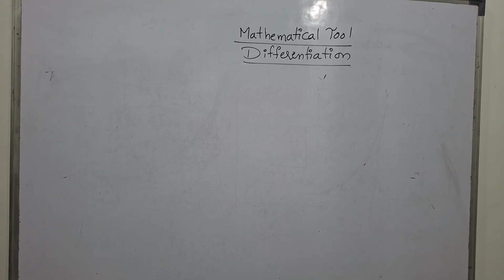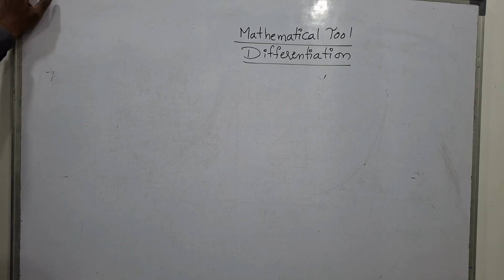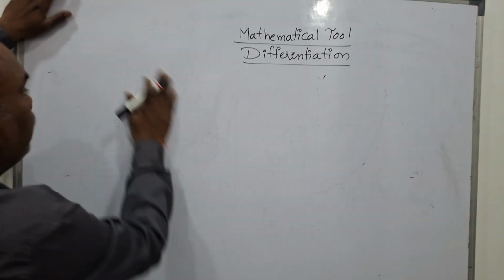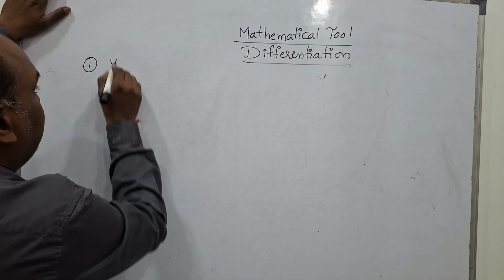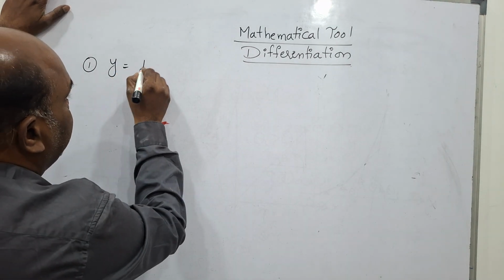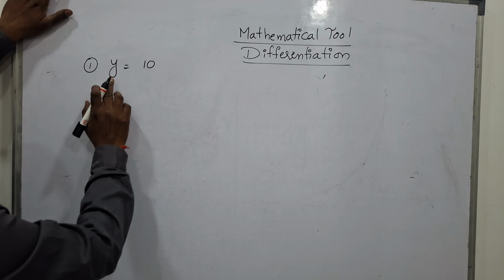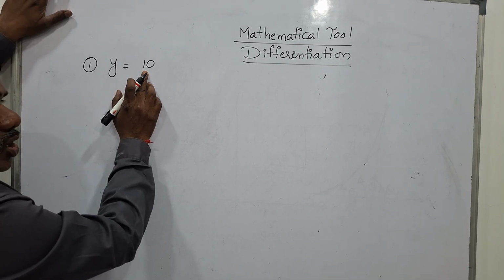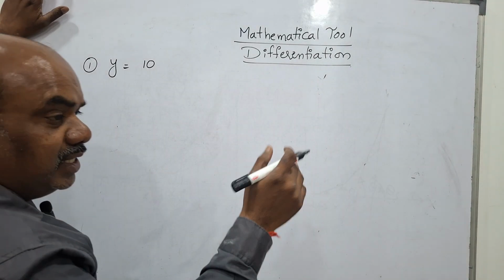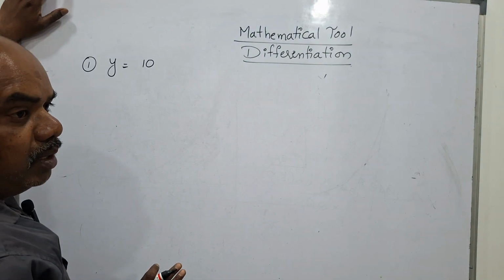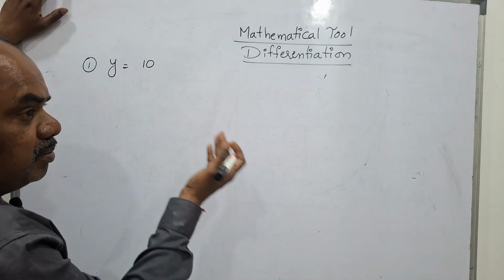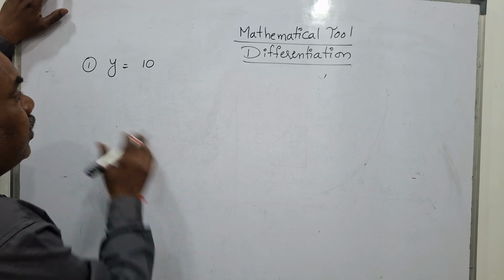Now see children, I will give you some functions, some questions. Then try to do them. First question: y is equal to 10. Y is a function, 10 is a constant. Differentiation of a constant is always 0, beta.